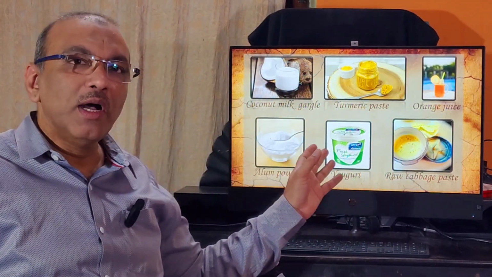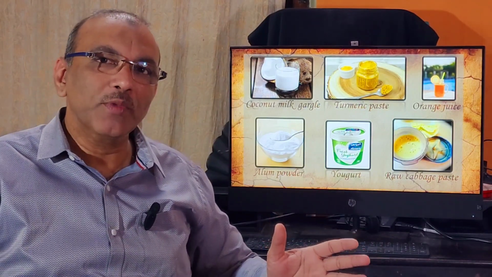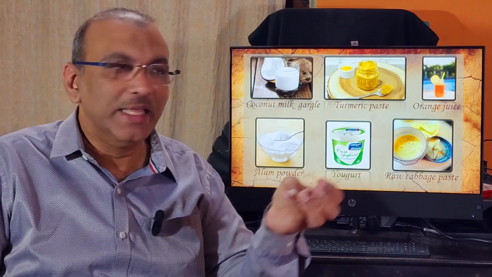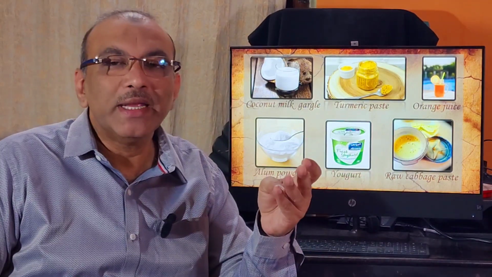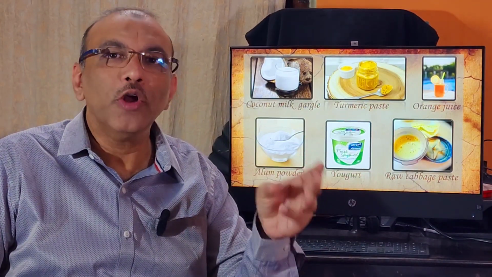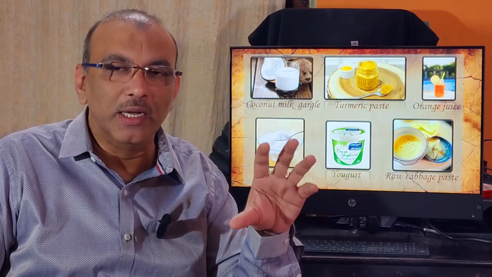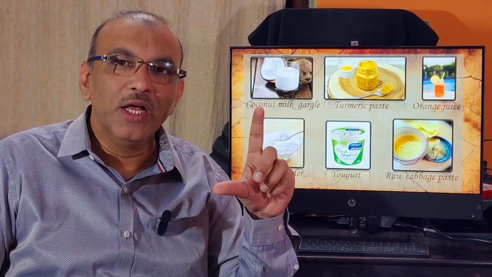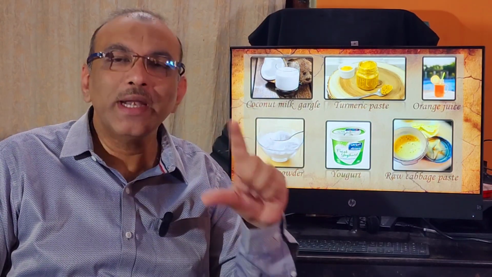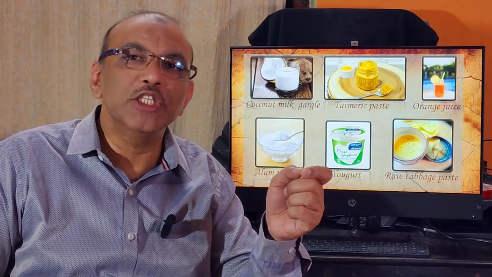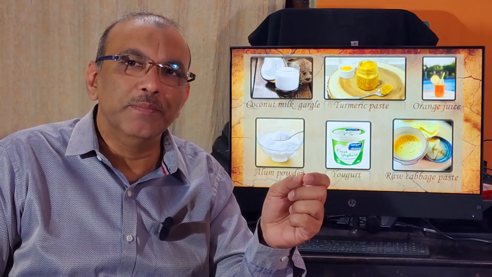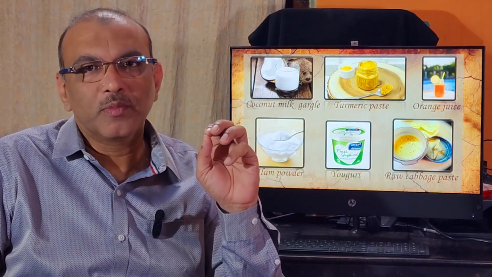Now you have the other remedies, like you can gargle with coconut milk. Then you have turmeric, you can make a turmeric paste, or you can prepare a gargle. I'll tell you how to prepare a gargle. Same like salt solution, but the quantity I'll tell you. 1 glass of water with half teaspoon of turmeric powder.